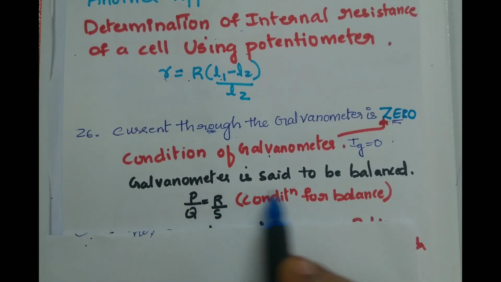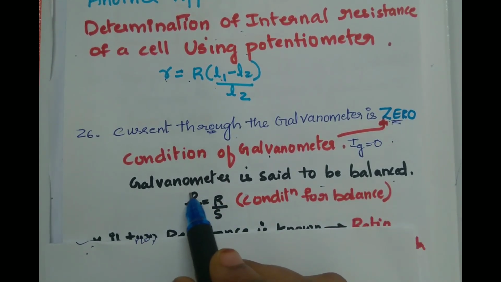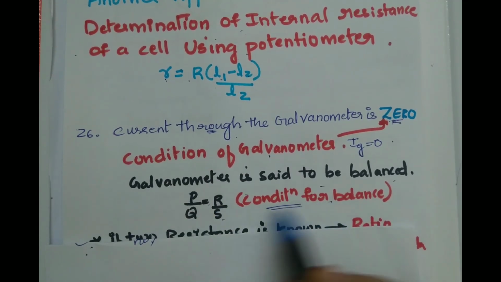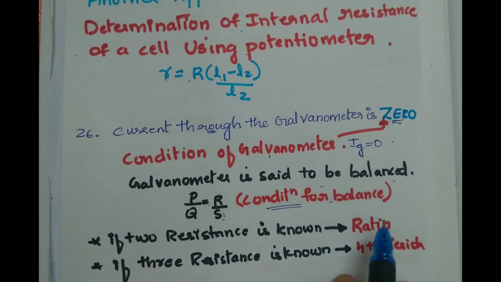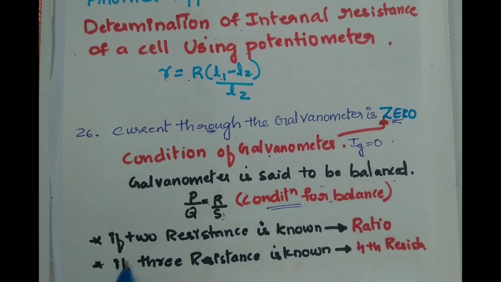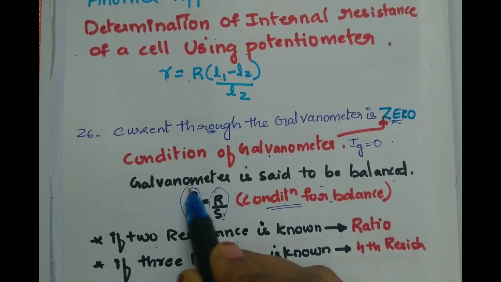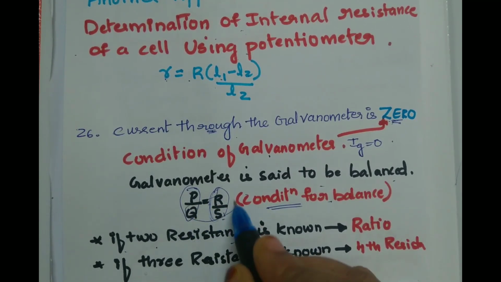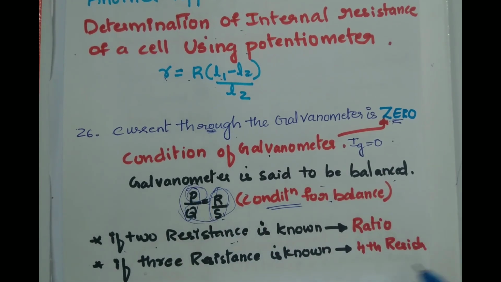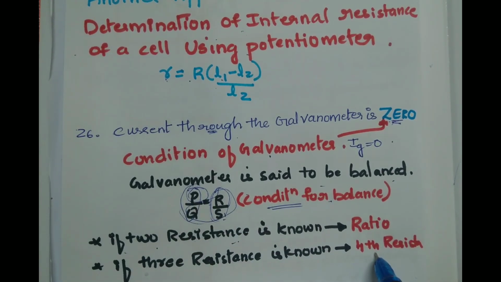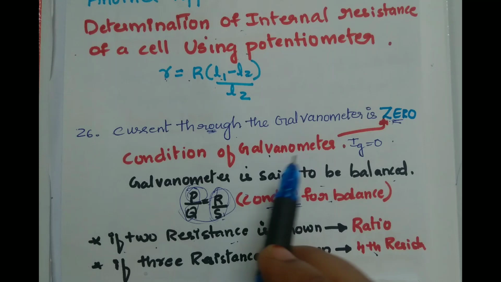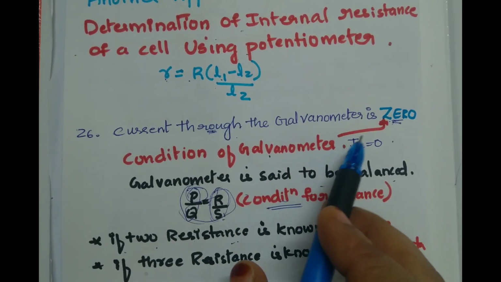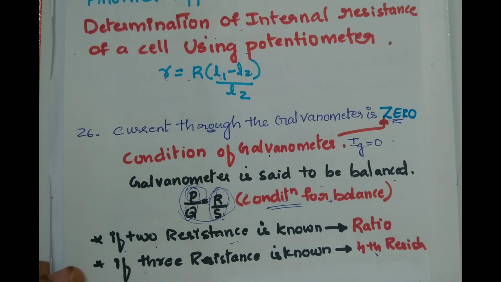See here, the galvanometer is said to be balanced when the ratio of P by Q is equal to R by S. This is the condition for balance. This is also very important. If suppose they can ask you in the question, if two resistances are known, you can find the ratio of the other. If three resistances are known, then the fourth can be easily found out. This is one of the applications of the Wheatstone bridge. And what is the condition? Condition for balance is the current through the galvanometer must be equal to 0.